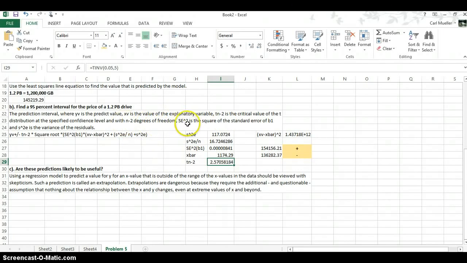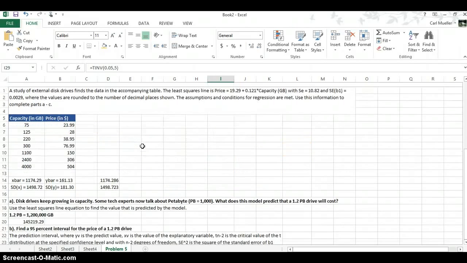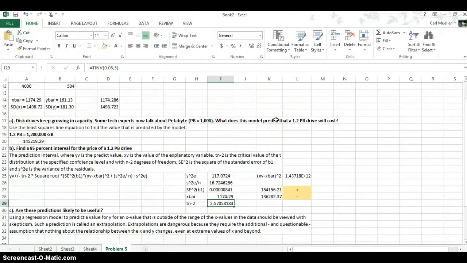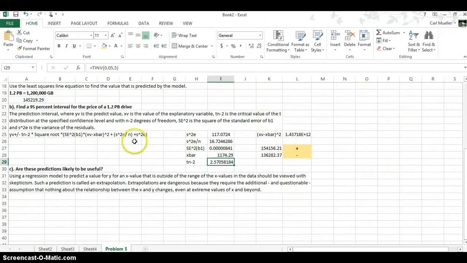And then standard error squared is the square root of the standard error of V1, and S squared E is the variance of the residuals. So as you can see, we've done that. Now if you scroll up to the top, they give the residual 10.82. Now see that SE, but in the actual equation for the predicted value, it's S squared E. So we have to keep that in mind.